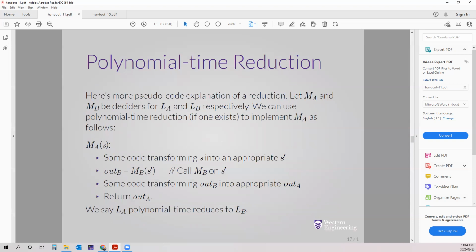Here we have some pseudocode explanation of a reduction. Let M_A and M_B be deciders, Turing machines for L_A and L_B respectively. We can use a polynomial time reduction, if one exists, to implement M_A as follows. Some code transforming S into an appropriate S prime, out_B equals M_B of S prime, calling M_B on S prime, then some code transforming out_B into an appropriate out_A, and return out_A. We say L_A polynomial time reduces to L_B.